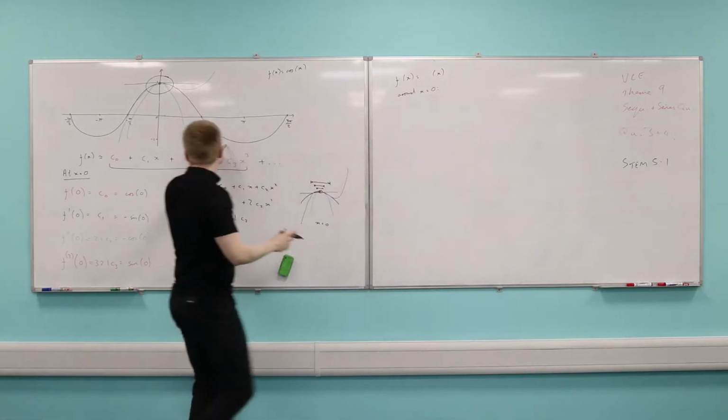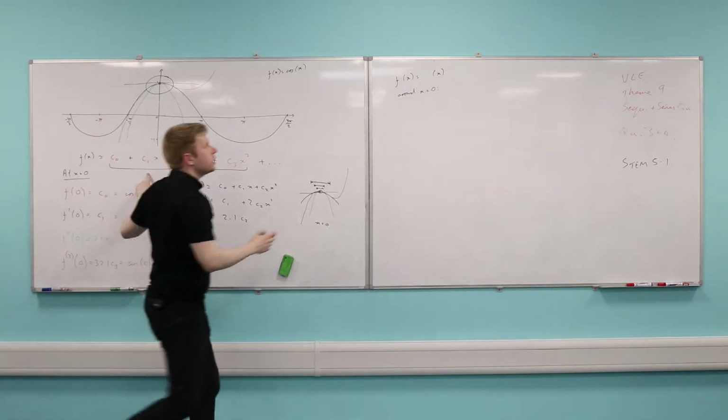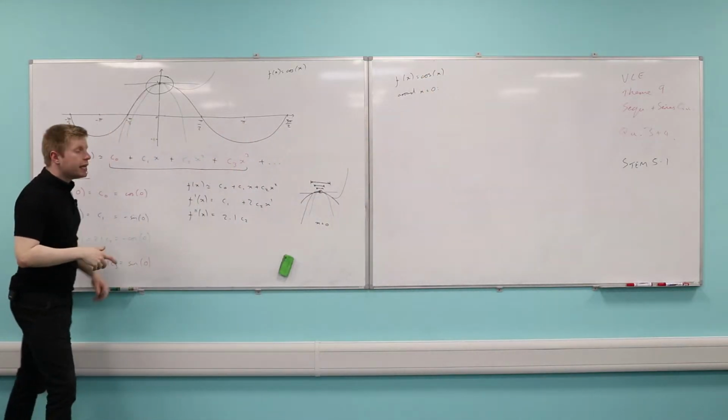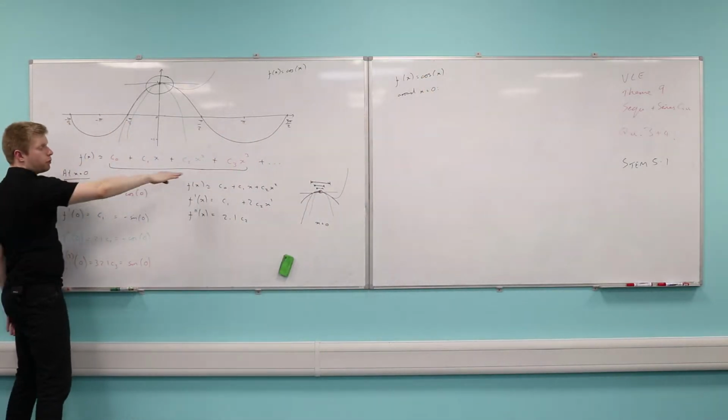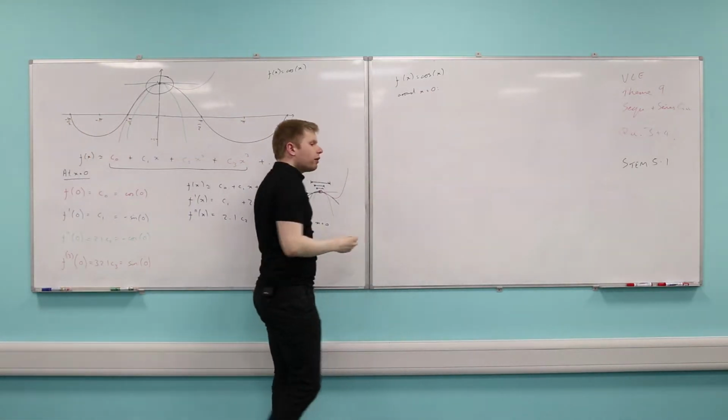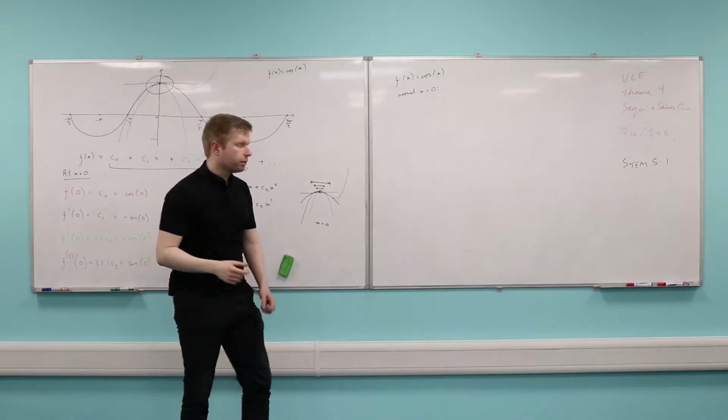So actually, let's come up with an approximation for cos of x. Let's just change this to cos of x. Let's do question 1. So effectively, what I'm saying here is finding a Taylor series approximation. Find me a polynomial which matches cos of x around x equals 0. That's what I'm after.